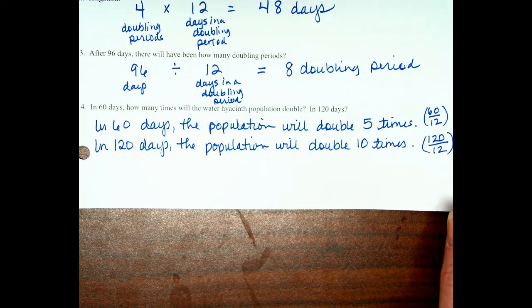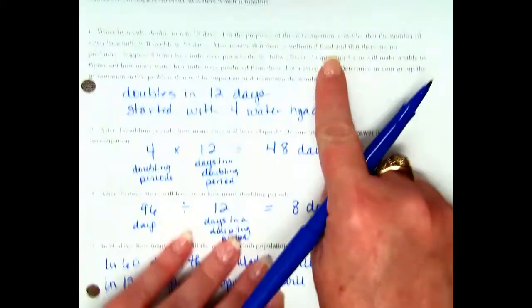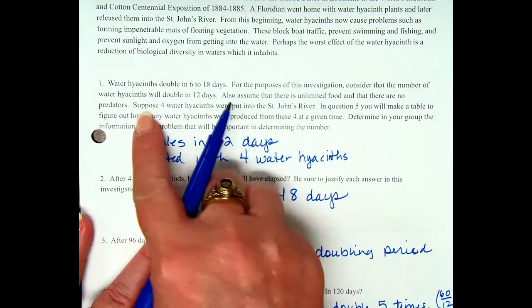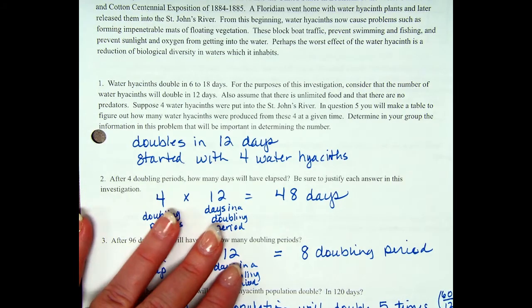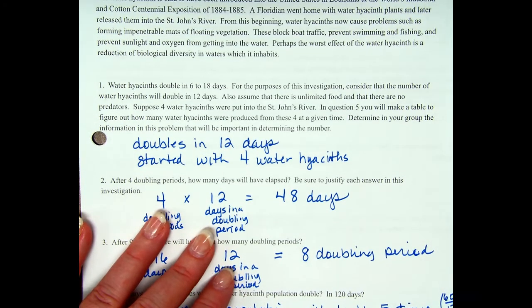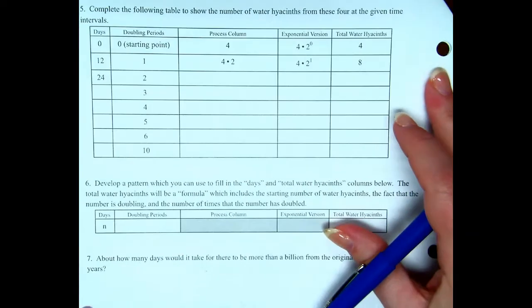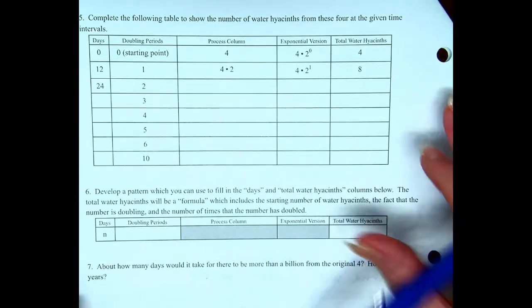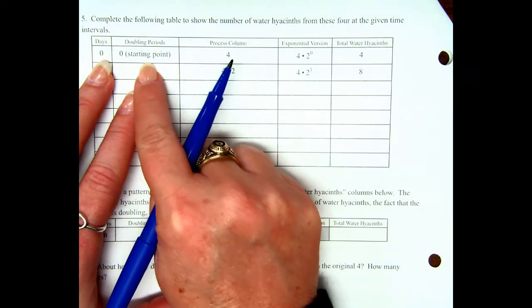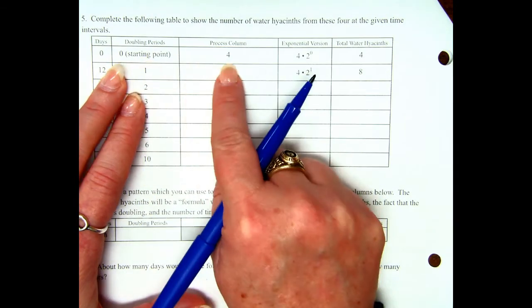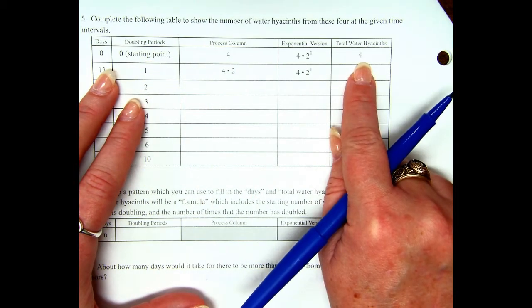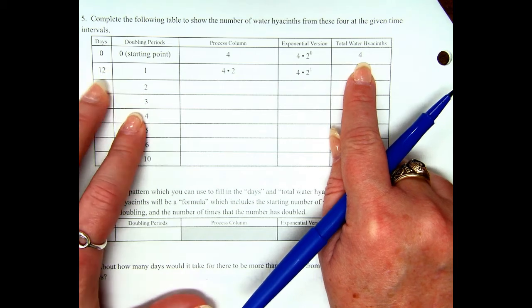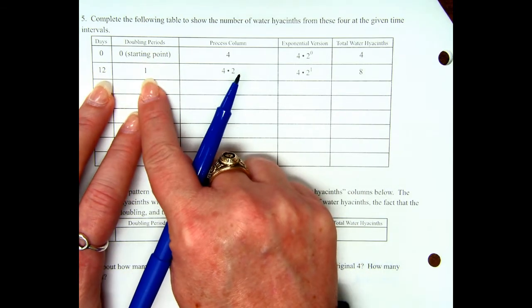Any questions so far? Okay, now back up here it says in question 5 we're going to make a table to figure out how many water hyacinths were produced from those 4 at any given time. Okay, so let's go ahead and do that now. Problem number 5. 0 days, because that's where we started. We know there was 4 water hyacinths. Yes? After 12 days, that's been 1 doubling period.